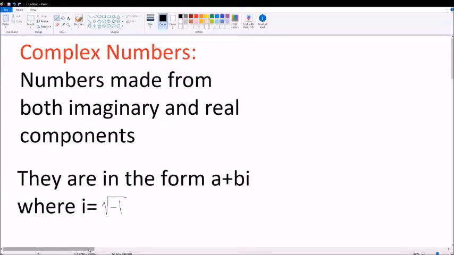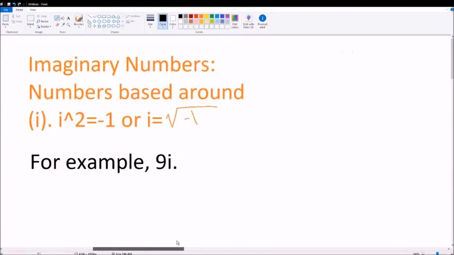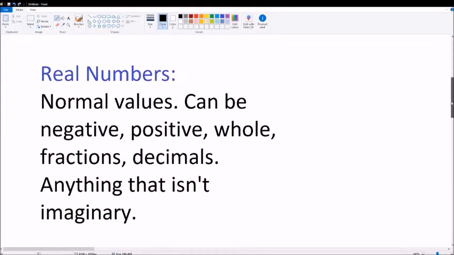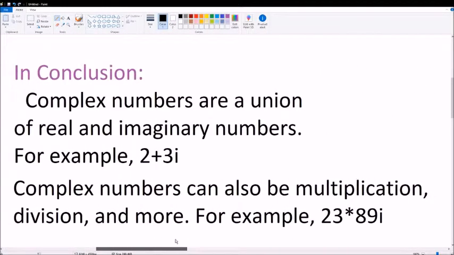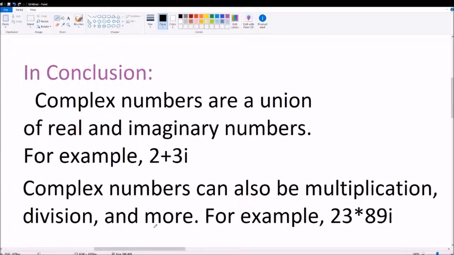Now, you might be asking, what are real and imaginary numbers? Well, I'll explain that. Imaginary numbers are based around i squared equals -1, and i equals the square root of -1. An example of a pure imaginary number is 9i. Now for real numbers. Real numbers are normal values. They can be negative, positive, whole, fractions, decimals, anything that isn't imaginary. An example of this is 1, 2, 3, fractions, decimals, whatever. So in conclusion, complex numbers are a union of real and imaginary numbers.